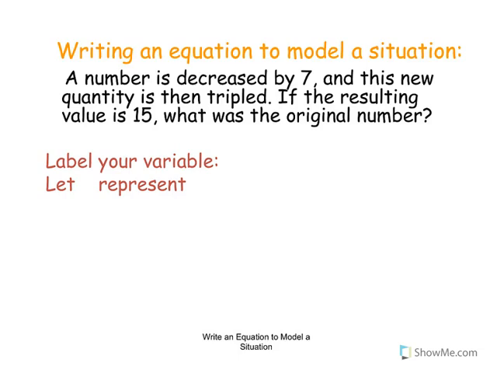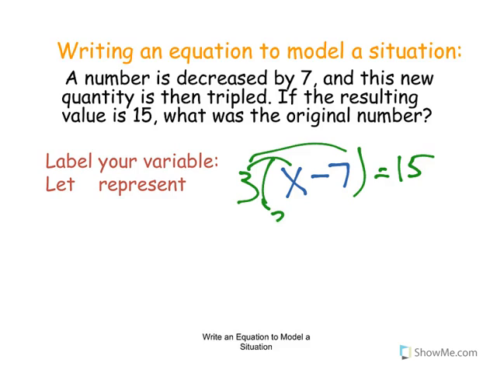A number is decreased by 7. The new quantity is tripled, giving us 15. What was the original number? So I don't really need to say let X represent the number, even though it's there. So let's go through it sequentially. My number, X, decreased by 7, X minus 7. This new quantity is tripled. In order to triple X minus 7, we need parentheses, and the new value is 15. Okay, we should be able to solve this pretty easily at this point.